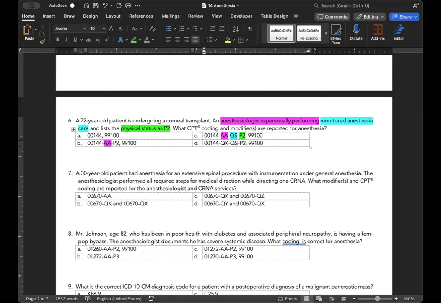Sorry, I got a little lost after AA. Where was the QS modifier? Is that under level 2 HCPCS? I'm not finding it. So it is a level 2 HCPCS modifier. However, they are not in your CPT manual. So what I do is on page 65, I write out all of my modifiers that are applicable.